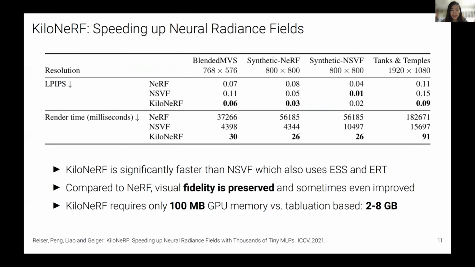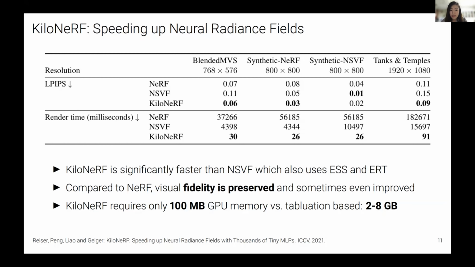Here we show some quantitative comparison to the baselines. We show that KiloNeRF is significantly faster than another baseline, NSVF, which also uses early termination and empty space skipping, because of the tiny MLPs that we use. Compared to NeRF, the visual fidelity is preserved and sometimes even improved.